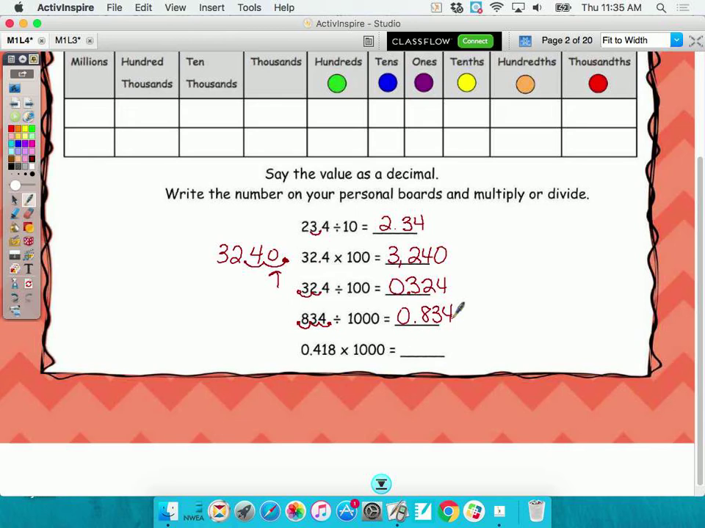Okay, I'm going to let you do this one in your head. Try not to move the decimal with your pencil. Just do it in your head. Visualize the decimal going right. How many place values? 3. Okay, what do you think the answer is? 418. You're right.